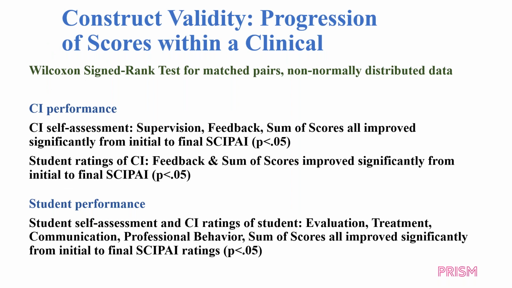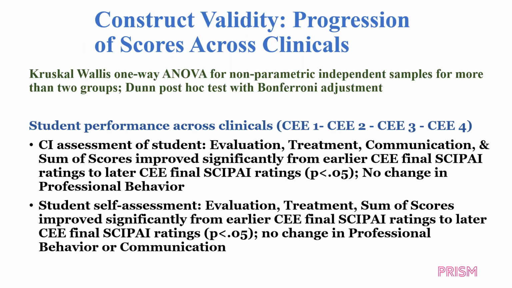So for CI performance, we found when CIs were doing the assessment of their own performance, supervision, feedback, and a sum of those 2 scores all improved significantly from initial to final SCIPAI within a clinical. When students rated the CI, feedback and sum of scores improved significantly from initial to final SCIPAI. When we looked at student performance, both student self-assessment and CI ratings of the student showed all items improve significantly from initial to final. So we can say there's evidence of progression of scores for some construct validity.